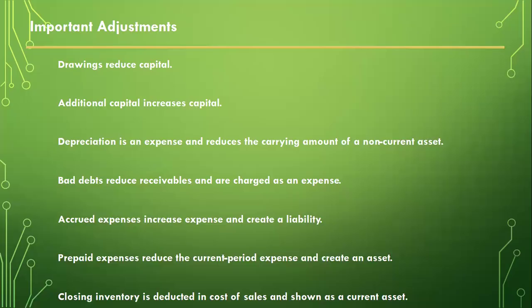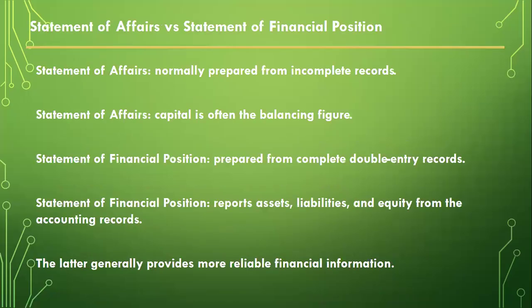So this leads us to the difference between your statement of affairs and your statement of financial position, or final accounts. Your statement of affairs is the first thing you prepare in an incomplete record. As I told you, the end product of the statement of affairs is to determine your capital.